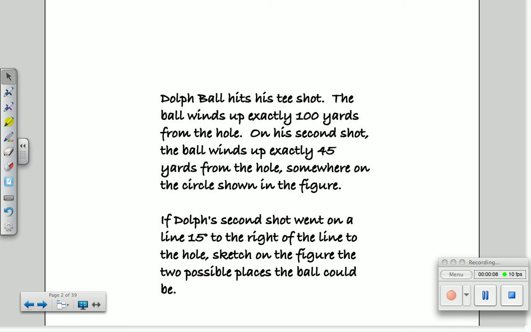Dolph's golf problem. Dolph hits his tee shot, and the ball winds up exactly 100 yards from the hole. On his second shot, the ball winds up exactly 45 yards from the hole, somewhere in the circle shown in the figure. If Dolph's second shot went on a line 15 degrees to the right of the line to the hole, sketch on the figure the two possible places the ball could be.